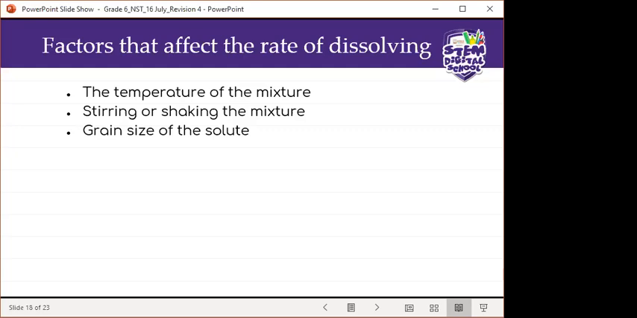And then we also had an experiment where we looked at how grain size of a solute affects the rate of dissolving. If you can remember, there was one where we used coarse salt, right? And the other one where we used fine salt, right? And we were comparing the two, and from that we concluded that the experiment where we used the fine salt dissolved faster, okay? So can I move on to the next slide? Are we good?